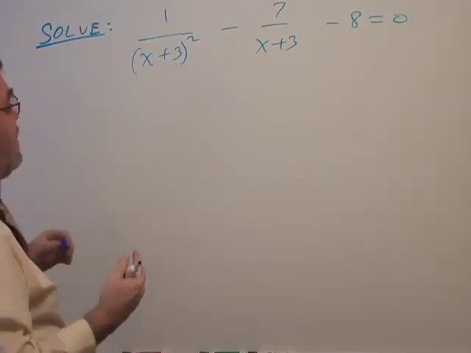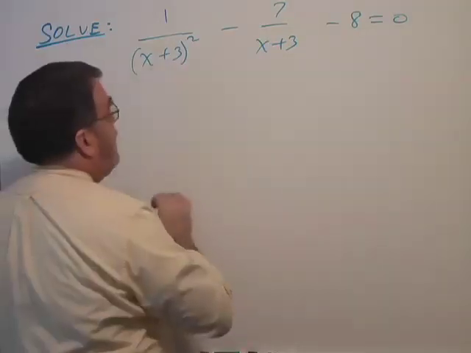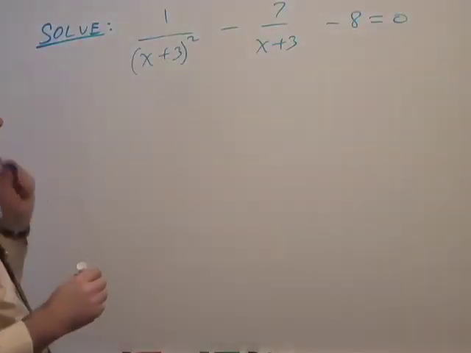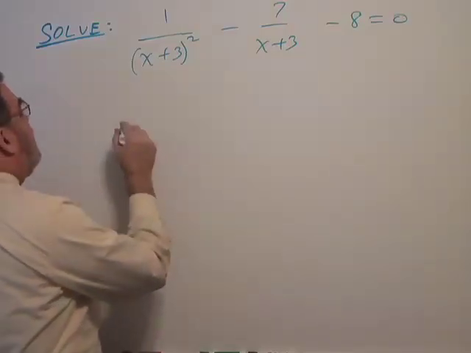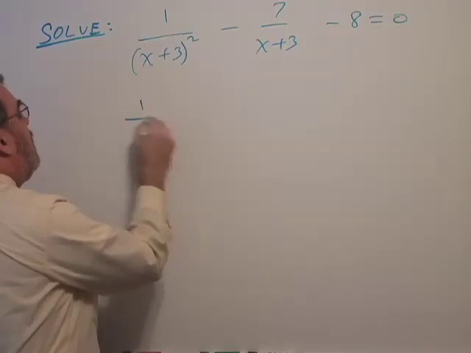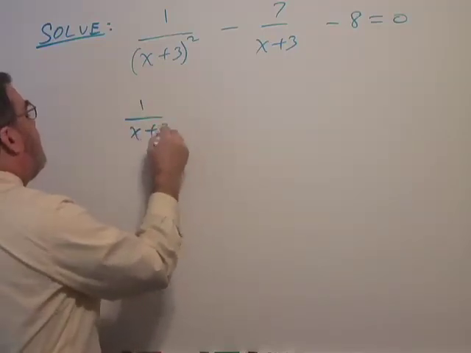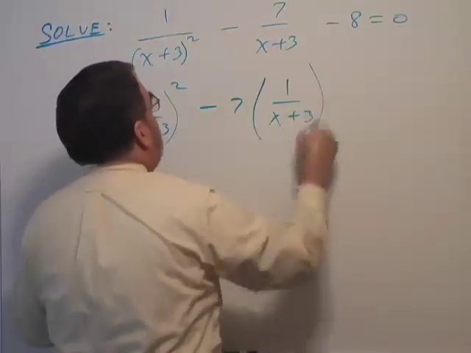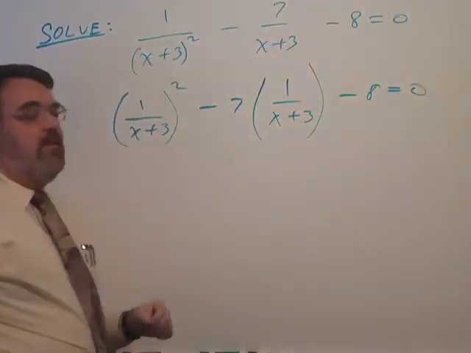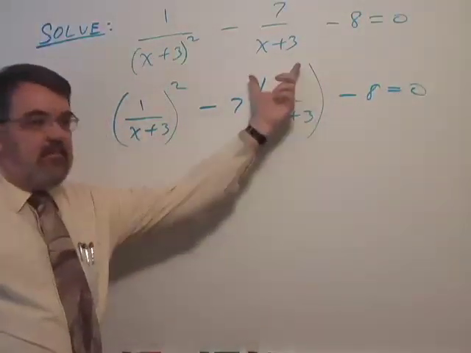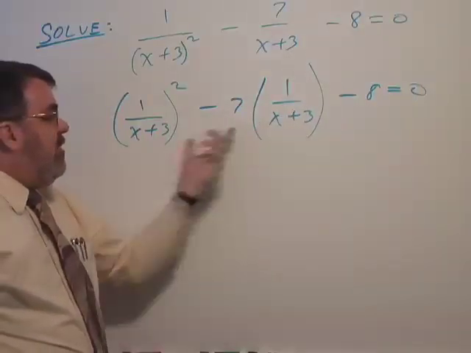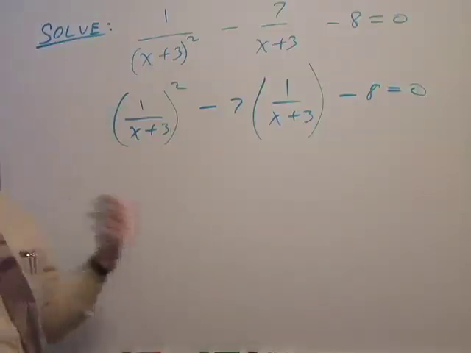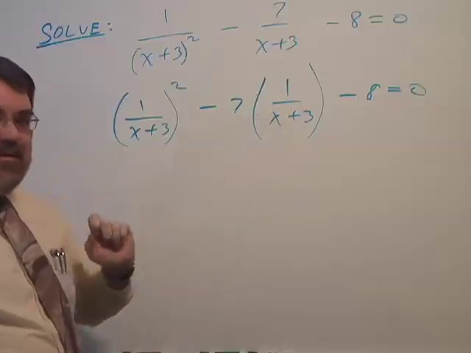So I'm looking at it as a quadratic form because I see a denominator x plus 3. It's squared here, first power, and then there's a constant term. So if I think of this in this light, as 1 over x plus 3 squared minus 7 times 1 over x plus 3 minus 8 equals 0. So here you see that if this is my base variable, as I call it, we have a second power, first power, and a constant of that same variable. So what I'm going to factor with is 1 over x plus 3.